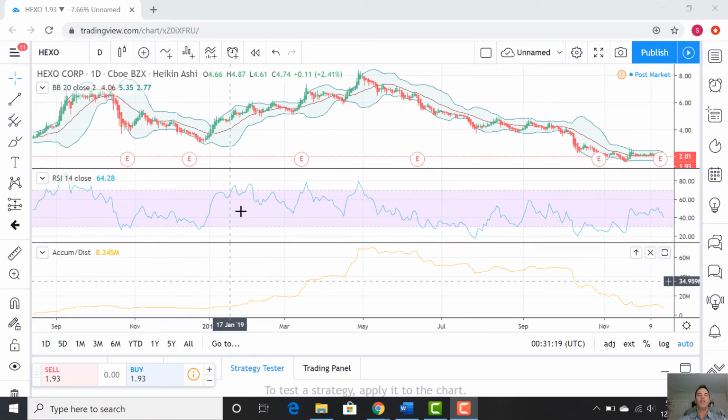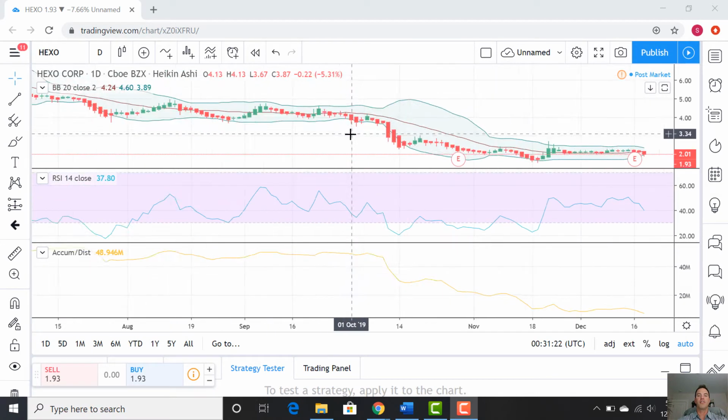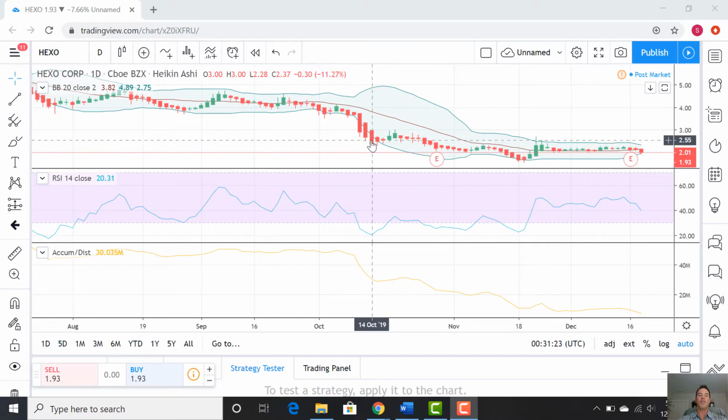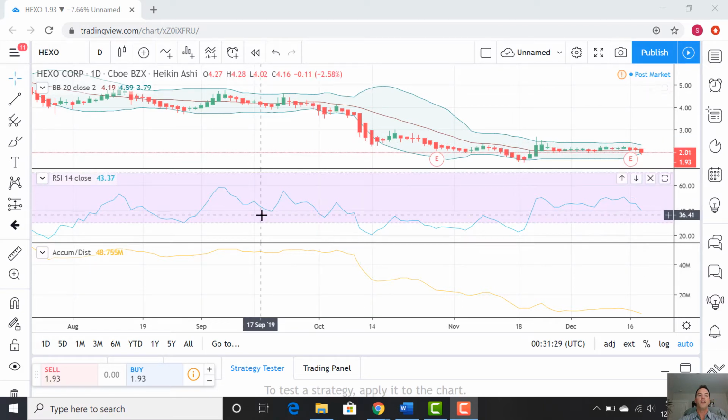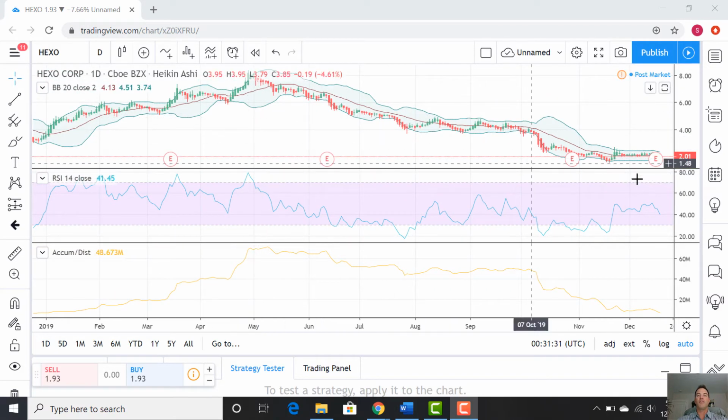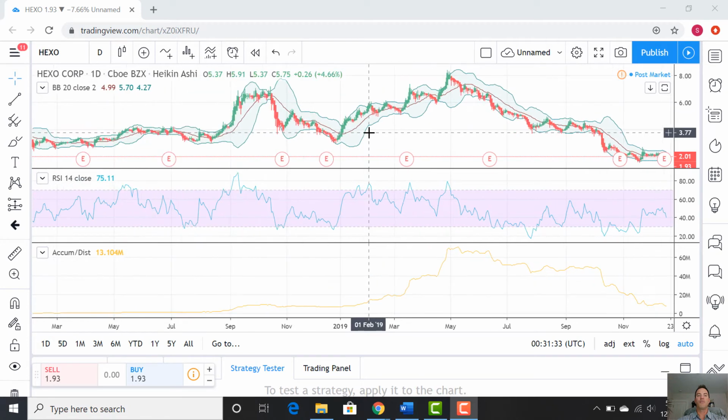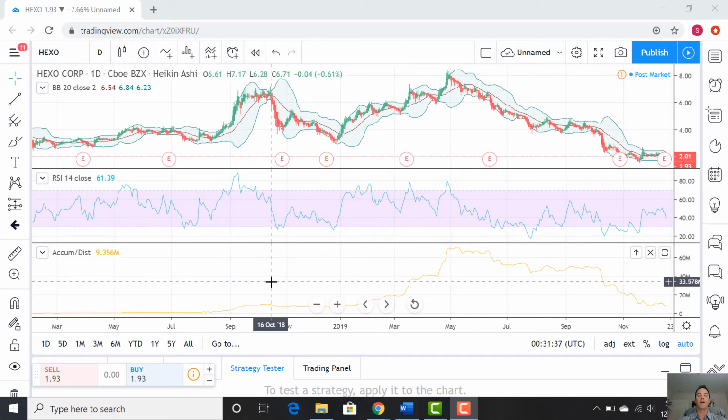The easiest way to analyze these is just like we said: anytime you close outside of the standard deviation boundaries on the Bollinger Bands, that's something to look at. Also, the trend is your friend, right? The trend is down right now. Let me just scroll back. We're going to look at divergences with this accumulation distribution line.